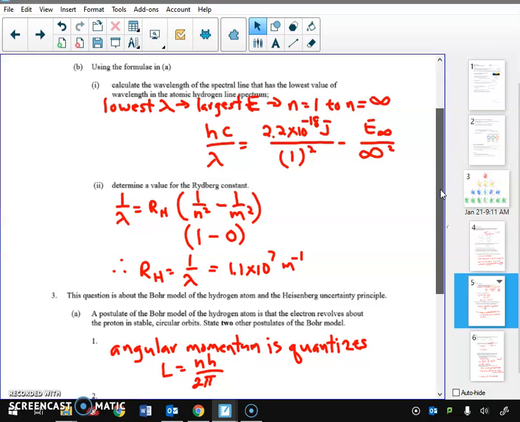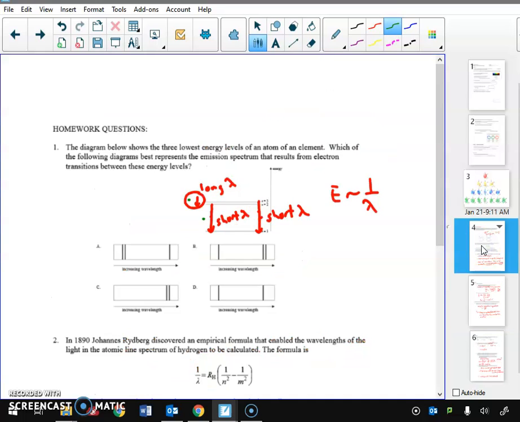Okay, part B. Calculate the wavelength with the lowest value of wavelength. So the lowest wavelength corresponds to the largest possible energy. Again, that's the inverse relationship between energy and wavelength. And so the largest possible energy is when we go from 1 to infinity. Infinity means you're escaping the atom altogether. So it's not 1 to 3, it's 1 to infinity.